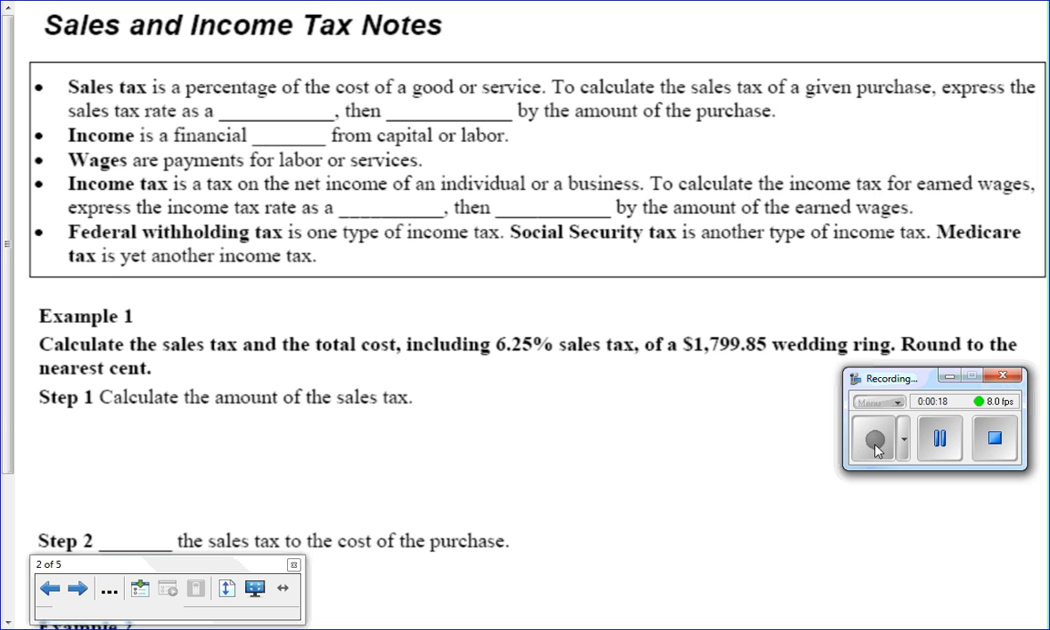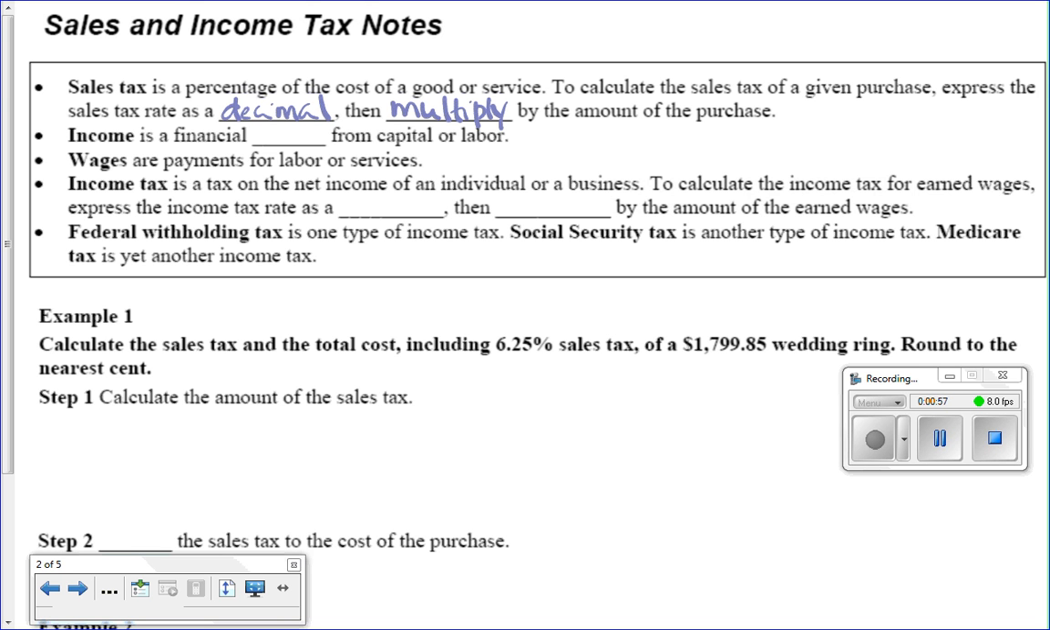Sales tax is a percentage of the cost of a good or service. To calculate the sales tax of a given purchase, we're going to express the sales tax rate as a percent. So what do we do with our percent? Can we just multiply the percent? We have to express it as a decimal. You got it. So convert to a decimal, and then multiply by the amount of the purchase. That gives you the sales tax amount.